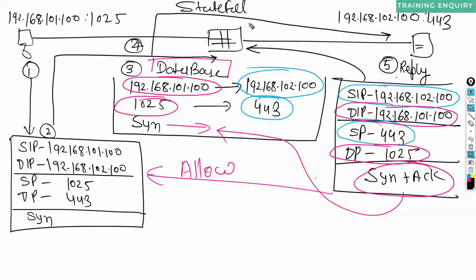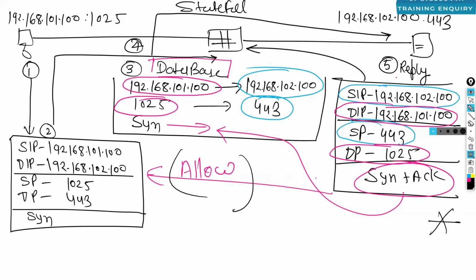What does a stateful firewall do? When a stateful firewall receives a packet, it adds the packet information in a database table. After adding the information in the database table, it forwards the packet to the destination. When the firewall receives the reply packet, it matches the reply packet information with its database. If the information matches, the packet is allowed. Otherwise, the packet will be denied.